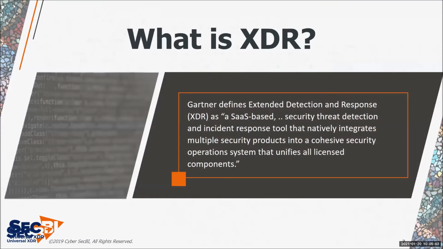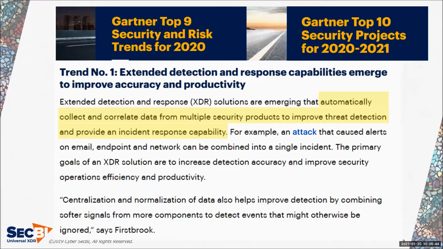Gartner defines XDR as extended detection and response, a SaaS-based security threat detection and incident response tool that natively integrates multiple security products into a cohesive security operation system that unifies all licensed components. Basically, if you already have endpoint detection and response, firewall, web gateway, Active Directory, CASB, etc., you want to be able to look at all of the different alerts and events in one single place for easier and faster detection, full scope detection, and then enable response based on that. By the way, if you have any questions, it's a small group, so you're more than welcome to just stop me and ask.